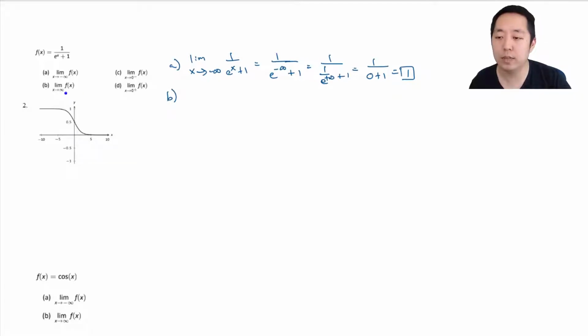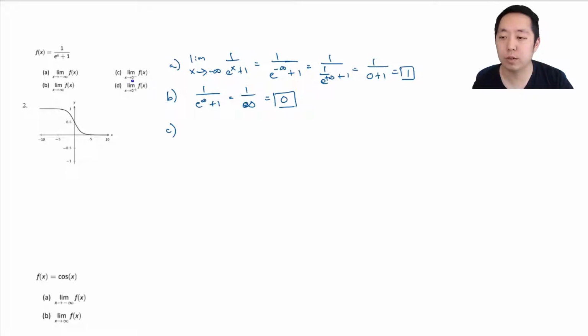How about positive infinity? Well, then that becomes 1 over e to the infinity plus 1. e to the infinity is a really big number. A really big number plus 1 is still a really big number. And so it's 1 over a really big number, which is 0. Now, mathematically, I wouldn't write it like this. This is just sort of illustrating. This is not correct mathematical notation. We're not really supposed to write 1 over infinity or e to the infinity. But that's how I intuitively see what's happening.